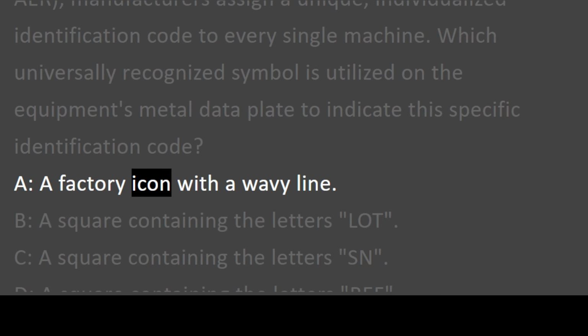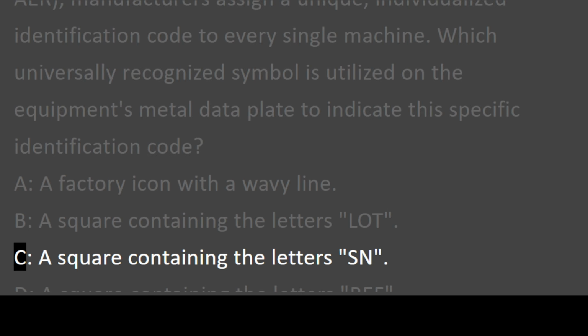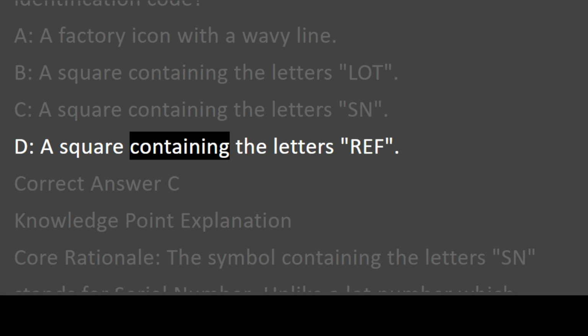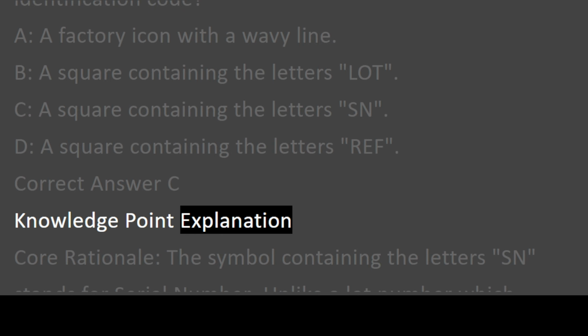A. A factory icon with a wavy line. B. A square containing the letters LOT. C. A square containing the letters SN. D. A square containing the letters REF. Correct answer C. Knowledge point explanation.